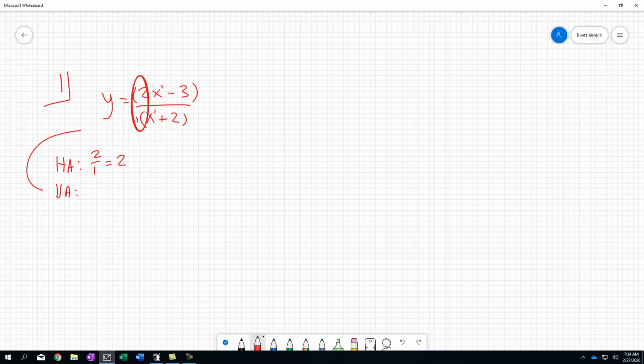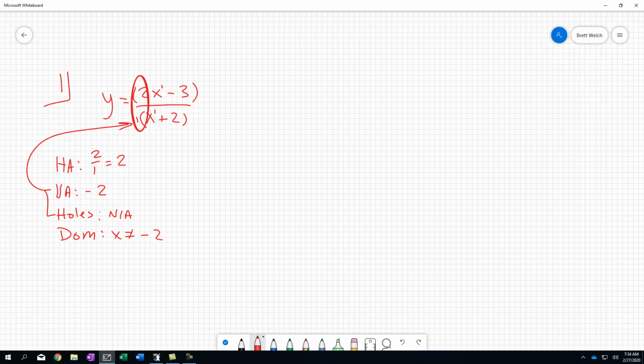Vertical asymptote always comes from what makes the bottom equal to 0, which would be -2. Holes happen if something on top cancels with something on bottom. This is a case where there isn't an x plus 2 on top. So because that doesn't happen, there are none, or you can write NA. The next thing would be domain. The domain is that x cannot be either of these two things, the vertical asymptotes or the holes. So the domain would be not -2.